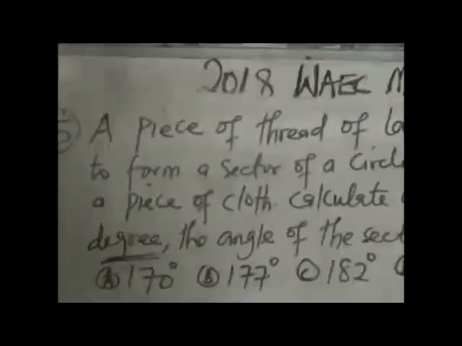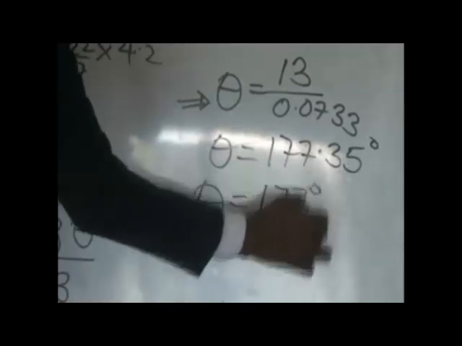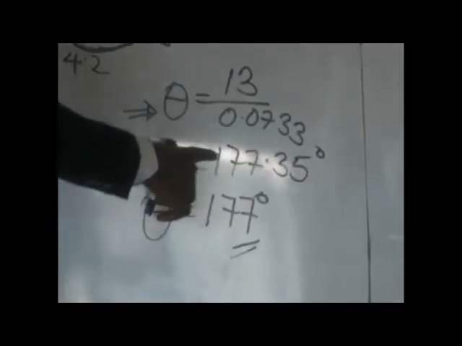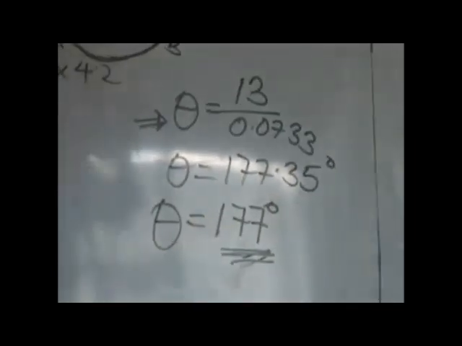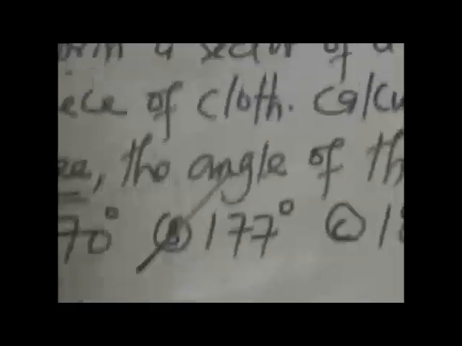Giving the answer to the nearest degree, theta equals 177 degrees. Since the decimal is not up to 5, you cannot approximate up. So you leave your answer as 177 degrees to the nearest degree. So our correct answer to this question is option B. Do you understand?